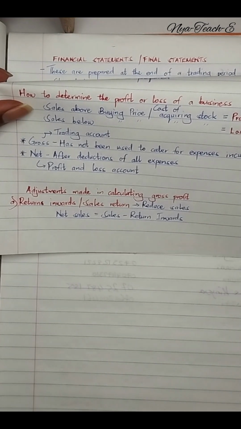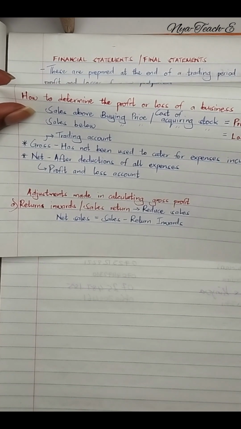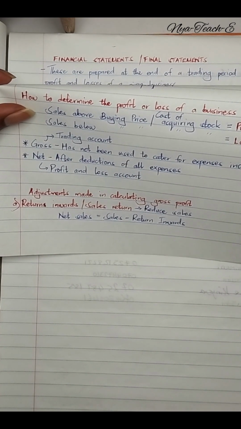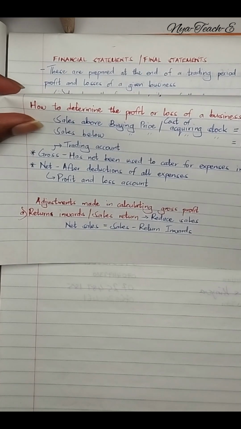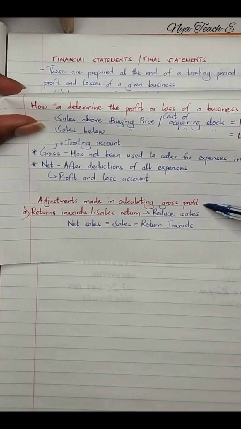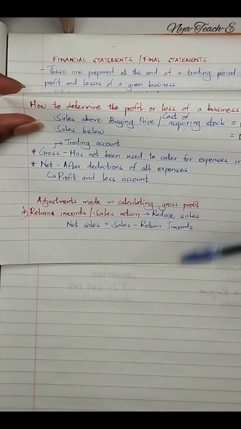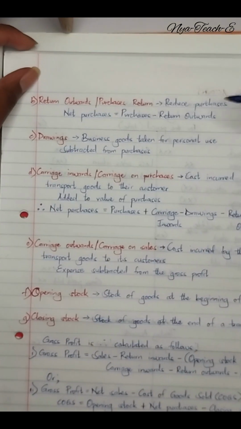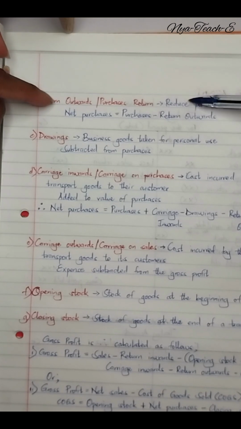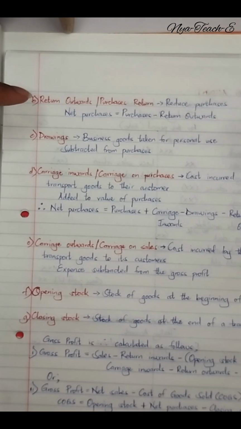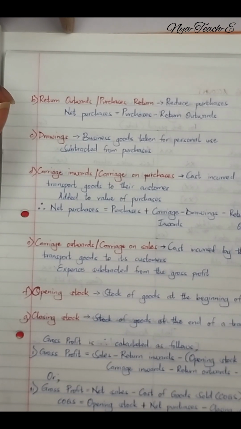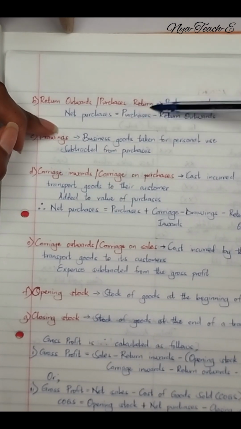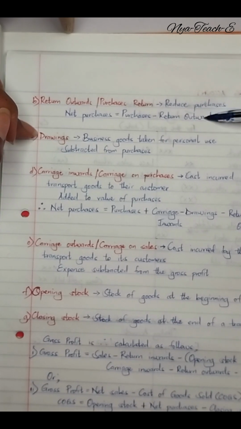Number 1, return inwards, or sales returns. You have sold goods and then they are returned by the customer for one reason or another. We call this sales returns, and they affect sales. So how do you get them? Net sales is realized when you take sales minus return inwards. Return outwards, also called purchases returns, affect purchases. They reduce purchases. What are they? Return outwards are goods that have been returned by the business after purchases, returned to the suppliers. So how do you get net purchases? Purchases minus return outwards.